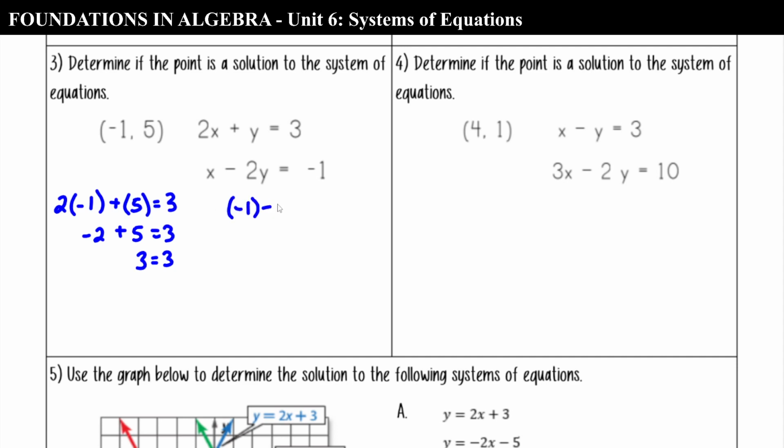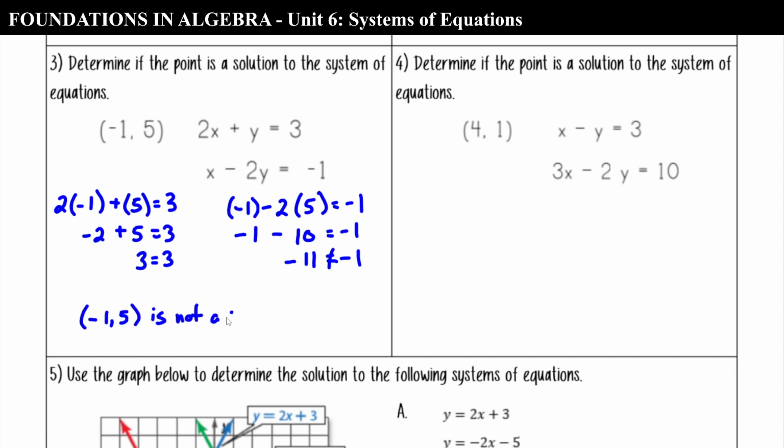So we have -1 minus 2 times 5 equals -1. So -1 minus 10 is equal to -1. And so we have -11 is equal to -1, which is not true. So since that is not true, then -1, 5 is not a solution. Does this mean a solution doesn't exist? No, it just means -1, 5 is not a solution.